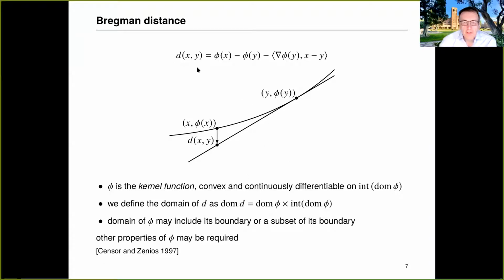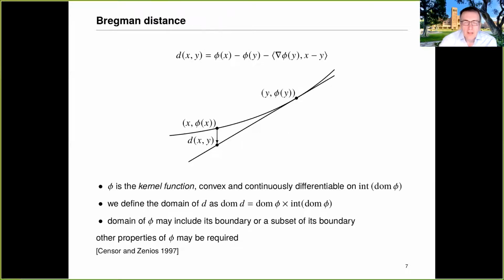And if you look at the definition of D, we see that D is defined for all x in the domain of phi, and for all y where the gradient is defined, so in the interior of the domain of phi. And the domain itself may include the boundary, or a subset of the boundary, or no points on the boundary. Many other properties may be required depending on the algorithm, and they're discussed in detail in the book by Censor and Zenios.